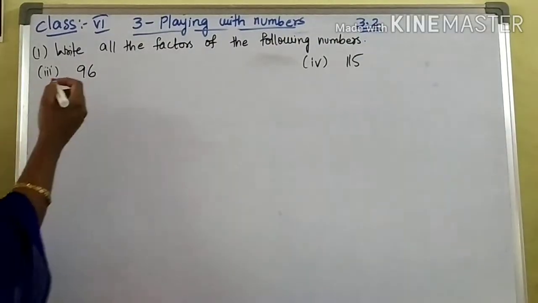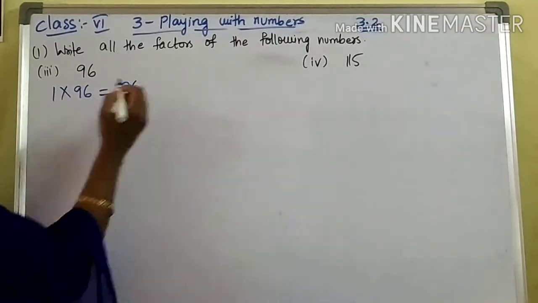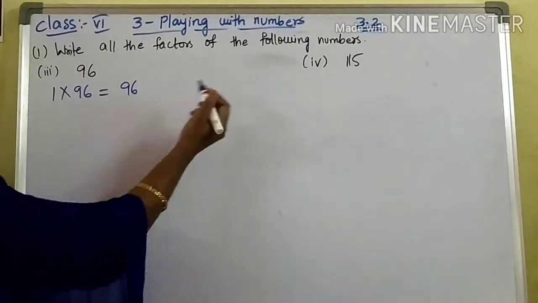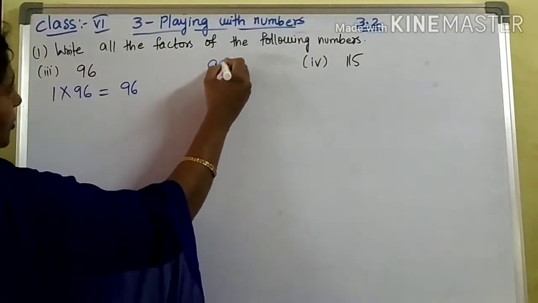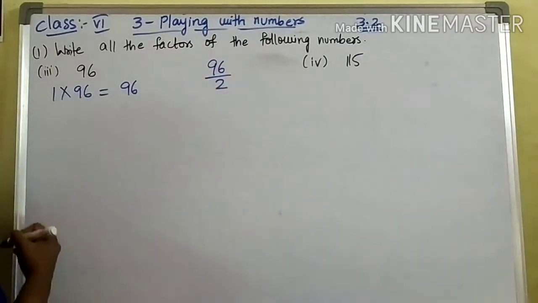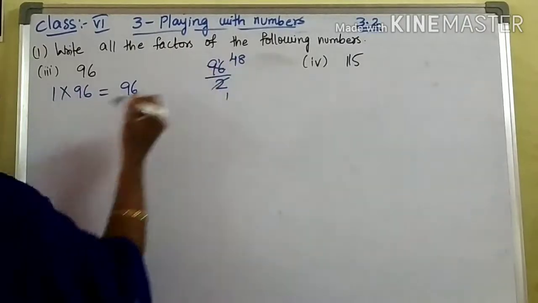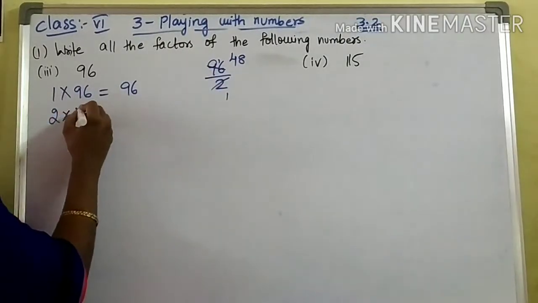Next 96. 1 into 96 gives you 96. Will it go into 2 table? Yes, because the last digit is even. So if you are getting doubt how many times it will go into 2 table, just in the rough column you do cancellation with 2 table. So 2 1s are 2, 2 4s are 8, 2 8s are 16. So it will go how many times? 48 times. So 2 into 48 gives you 96.